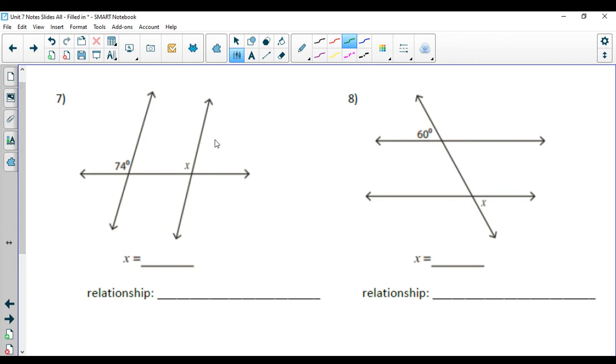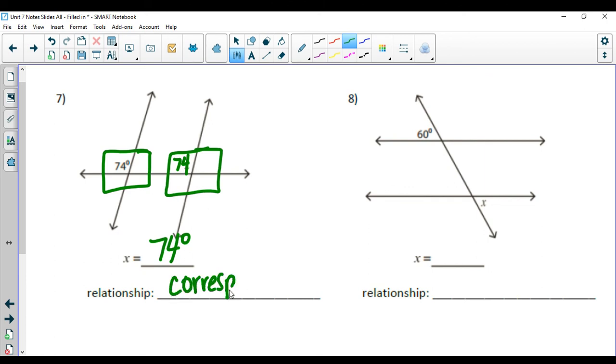Example number 7, my parallel lines are up and down this time, which is a little bit different. So I'm going to take a look at these two right here. This 74 is in the top left, and if I move it over here, it goes right on top of the x. So the x is also going to be 74 degrees, and because they're in the same spot, our relationship here is called corresponding.